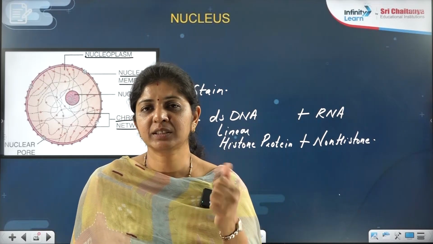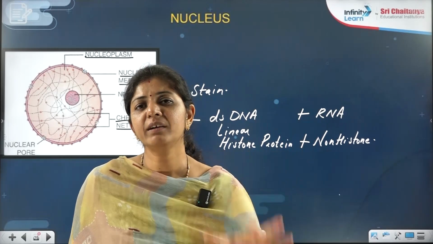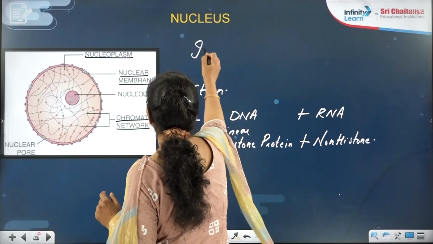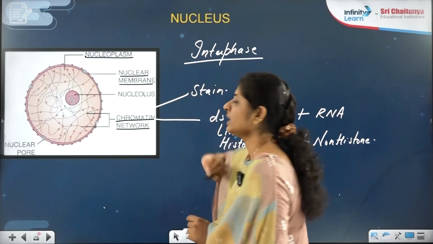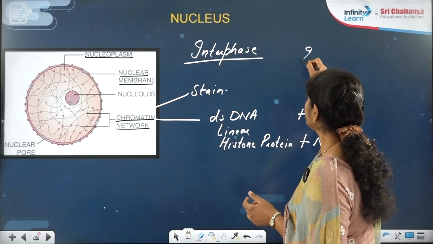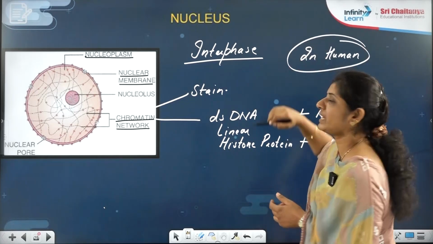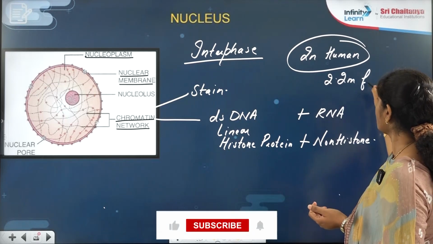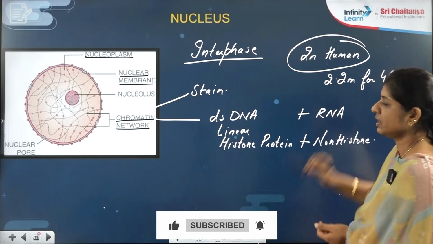Elaborate means complex. Even it is going to be indistinct, being thread shaped, tangled with each other. That stage is found in which? Interphase. This type of nucleus you will find in interphase. If I am discussing a human diploid cell, how much chromatin material does it have? Approximately 2.2 meters for 46 chromosomes, right?